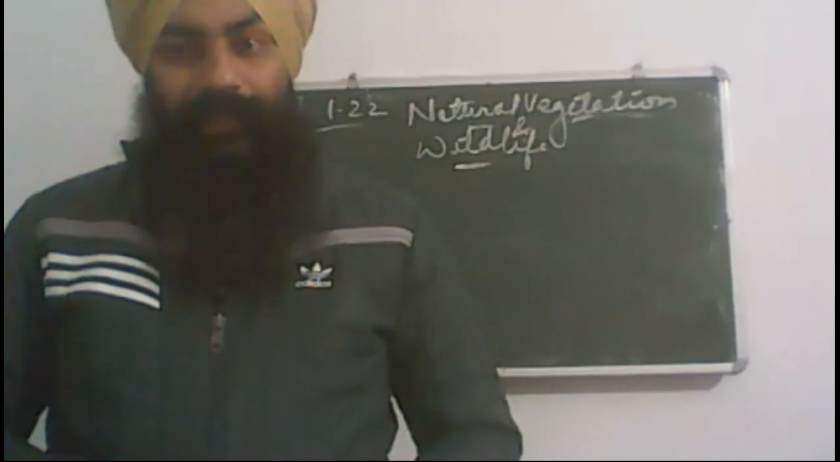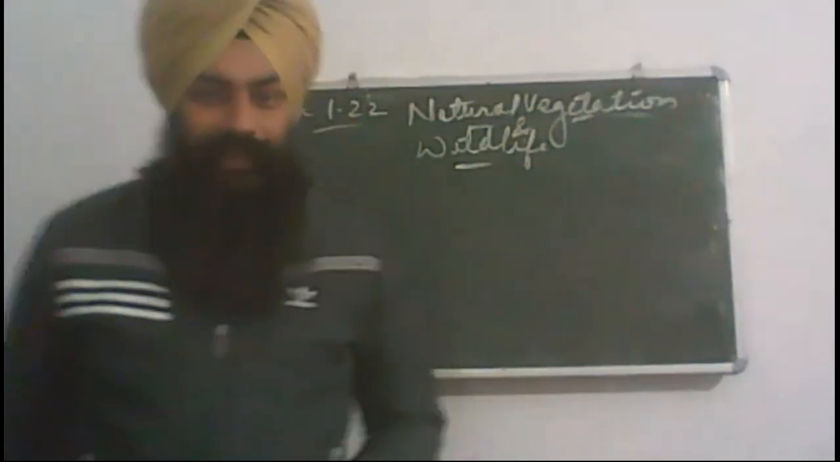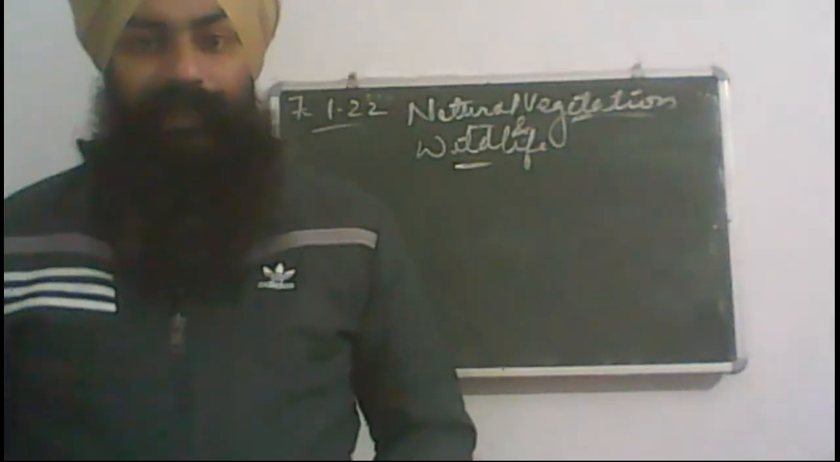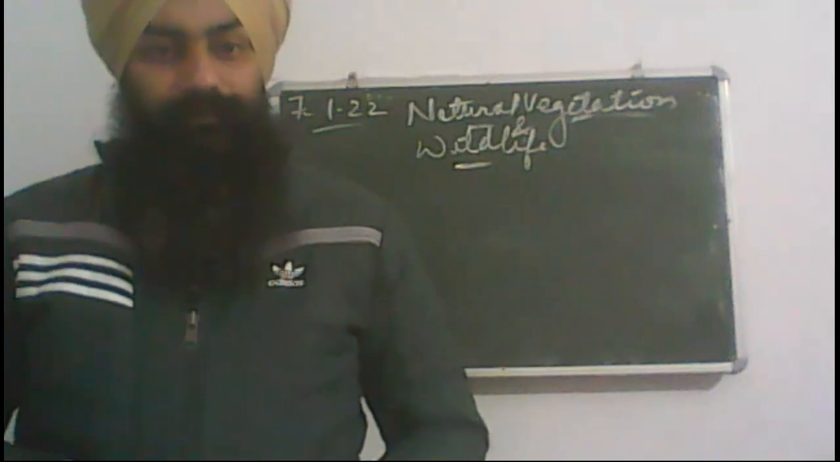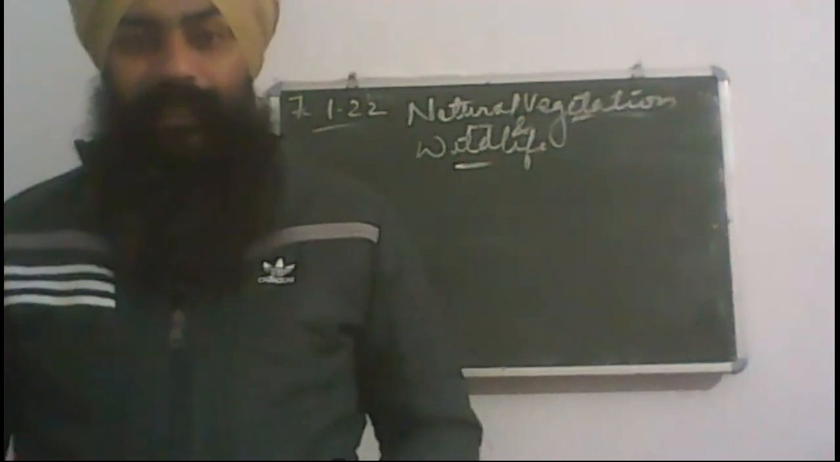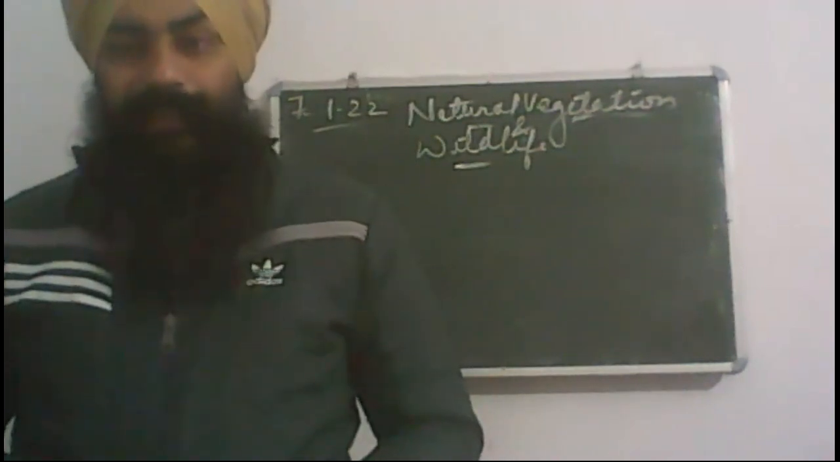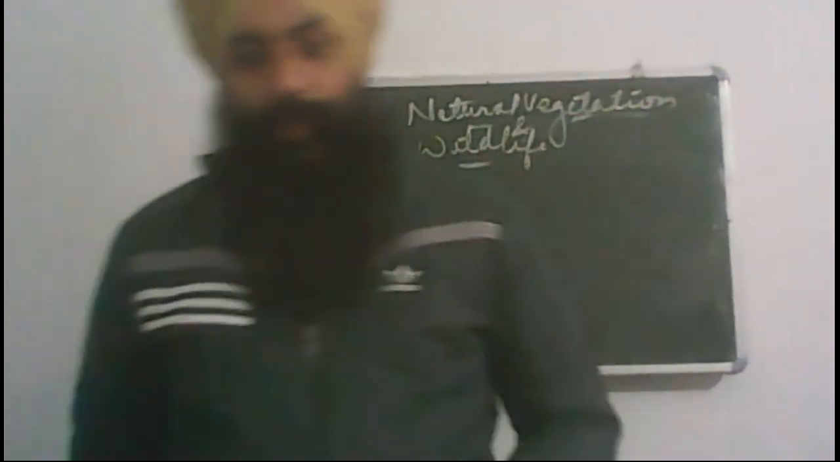Why do we call it a tropical rainforest? Because they grow in regions receiving more than 200 centimeters of annual rainfall. Evergreen forest, because they do not shed their leaves in a particular month of the year. They remain green throughout the year. That's why they are called tropical evergreen.